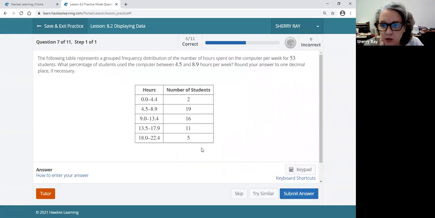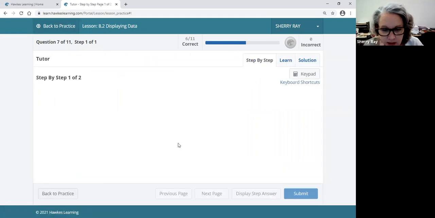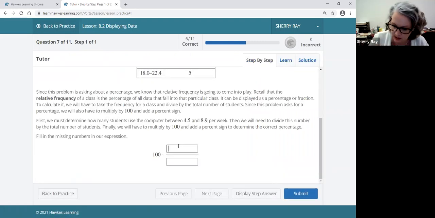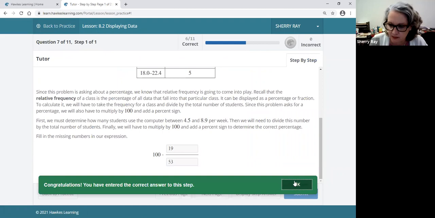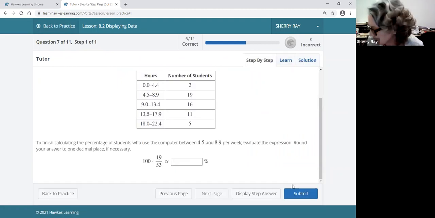On the next one, what percentage of students use the computer between 4.5 and 8.9 hours? Looks like I have 19 out of 53. So I'm going to take my calculator here. 19 divided by 53 is 0.3584, times 100, 35.8. We want to round your answer to one decimal place.